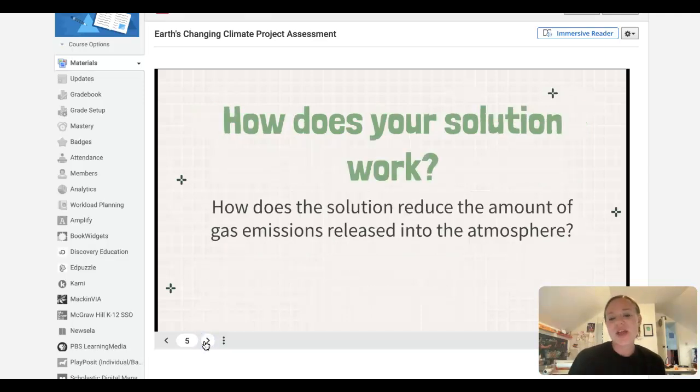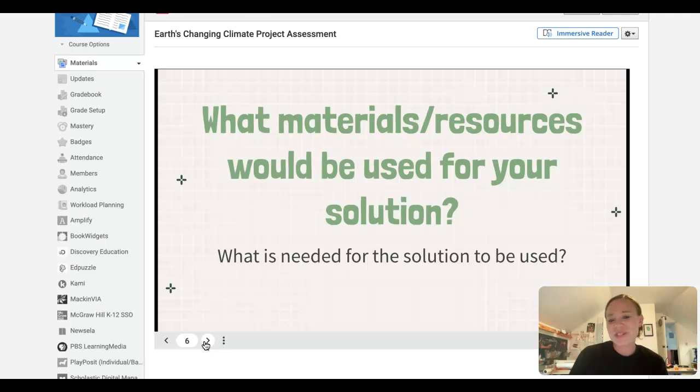And then tell us about how your solution works. So what is it? If you chose riding a bike, well, how is that impacting the atmosphere? How is that impacting the carbon emissions? How is that playing a role in this solution? And then what materials you might need. So you would need a bike if you were going to choose to ride your bike more often.